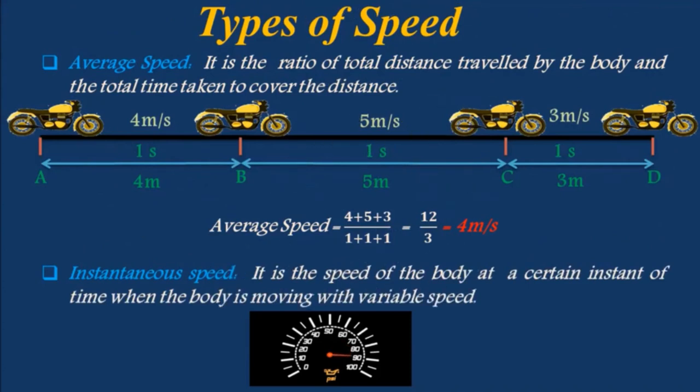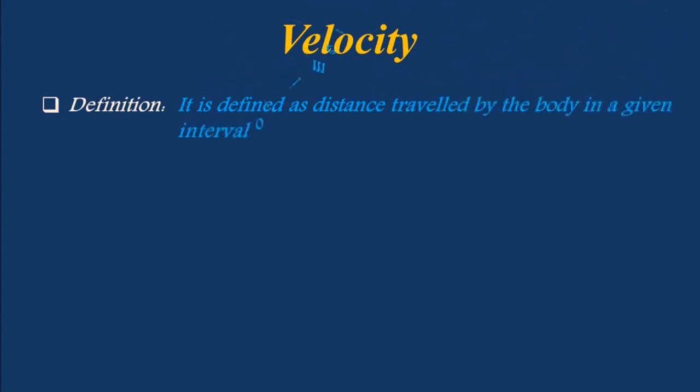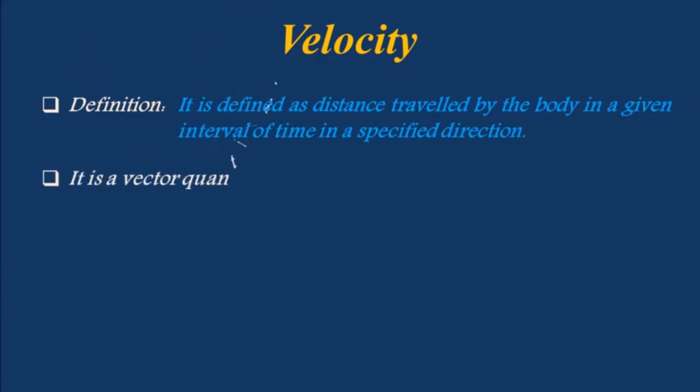Now let us know about velocity. It is defined as distance travelled by the body in a given interval of time in a specified direction. Here direction is there, so it is a vector quantity. It is having magnitude and direction, so it is a vector quantity.